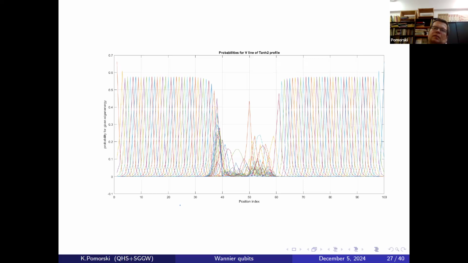And you see basically three main places of localization. These are probabilities for wave functions obtained from numerical computation. So that's one nice signal.